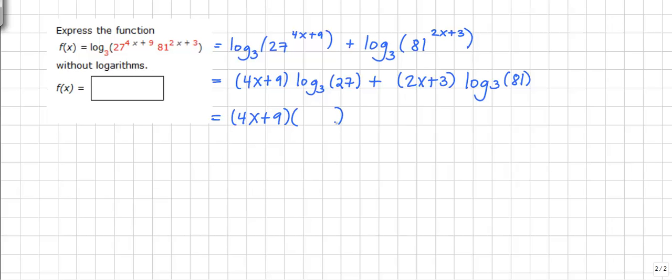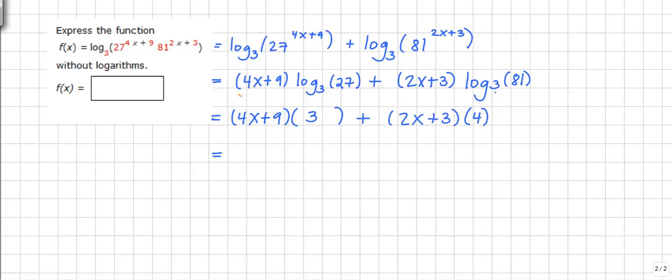Log base 3 of 27 means to which exponent do I raise 3 to get 27? The answer would be 3. Log base 3 of 81 would be to which exponent do I raise 3 to get 81? And that would be 4.